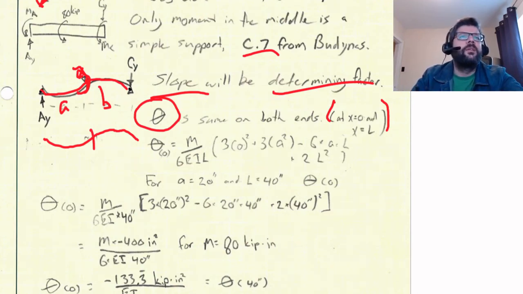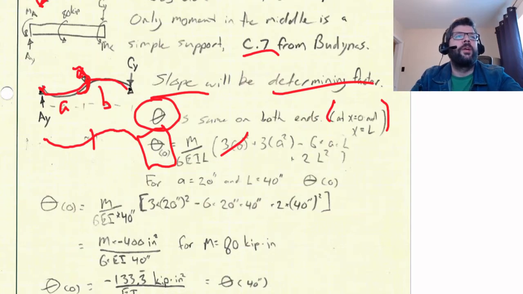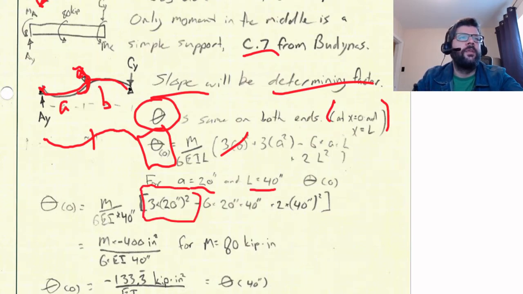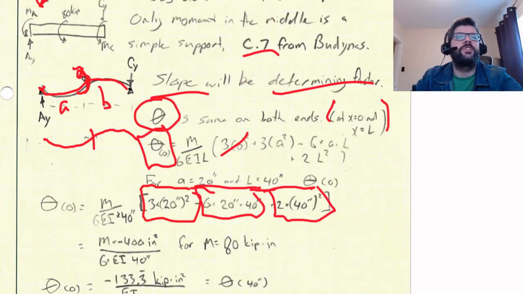So just taking that formula, plugging in x equals 0 into here gives us an angle here of M over 6EIL times 3 times x, so 0, plus 3a squared minus 6aL plus 2L squared. So again, plugging in a is 20 inches and L is equal to 40 inches into there gives us this. All that ends up being negative 400 inches squared.